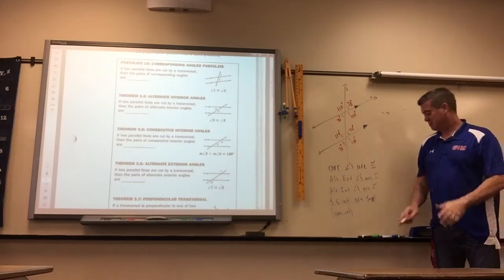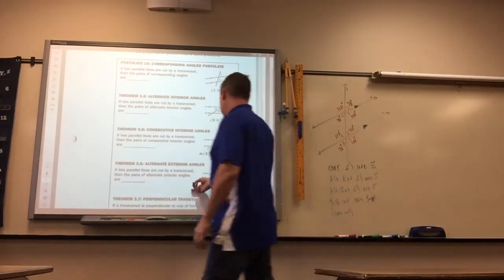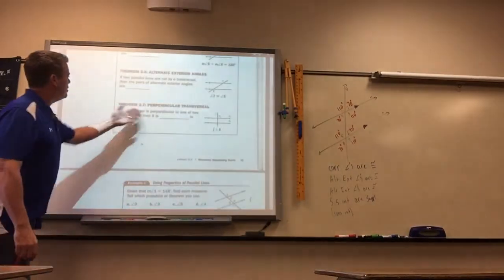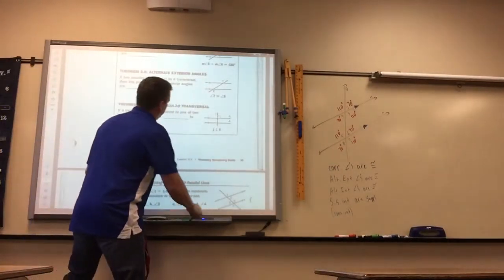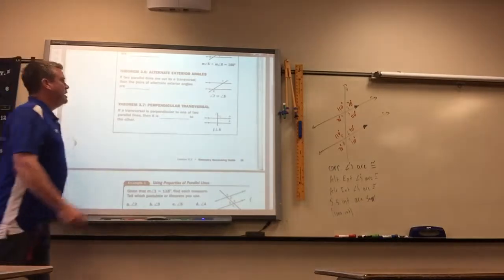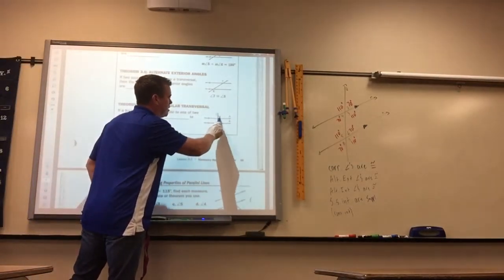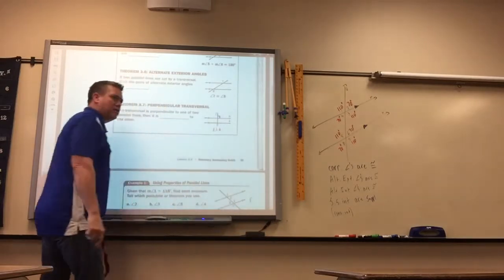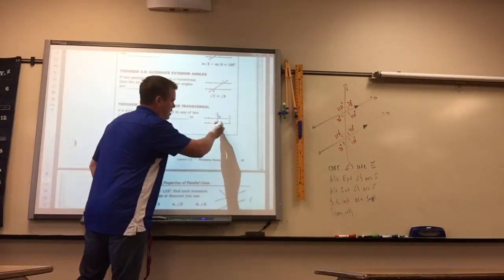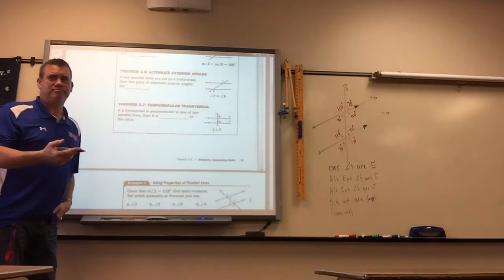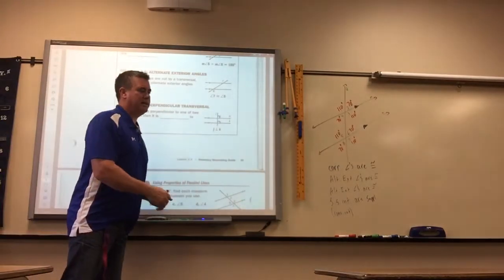Okay? This one is just a common sense one. If a transversal is perpendicular to one line that's parallel to another line, this one also has to be perpendicular, right? Because they're corresponding angles.